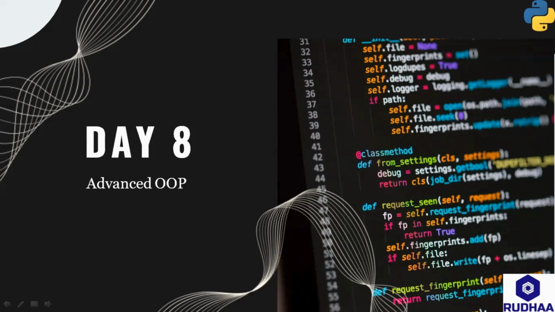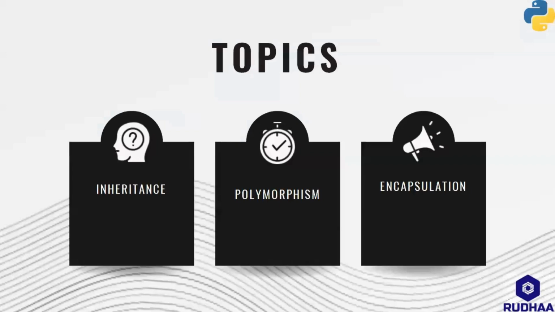Welcome to today's session. Today in this session we are going to deal with advanced OOP concepts. So far we have learned some basic OOP concepts like classes, objects, methods, etc. So now we are moving on to the advanced OOP concepts. In advanced OOP concepts we are going to learn inheritance, polymorphism and encapsulation. So these are the main advanced object-oriented programming concepts in Python language. So we will learn one by one.